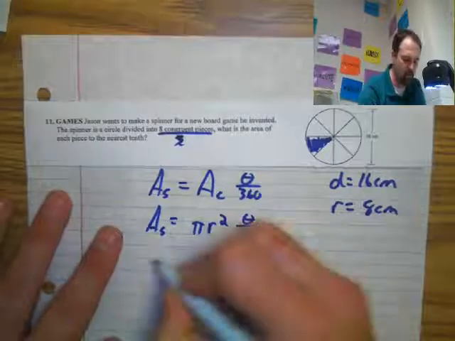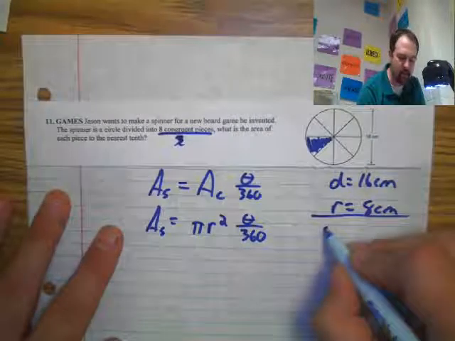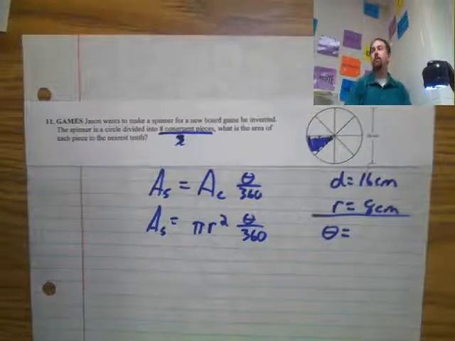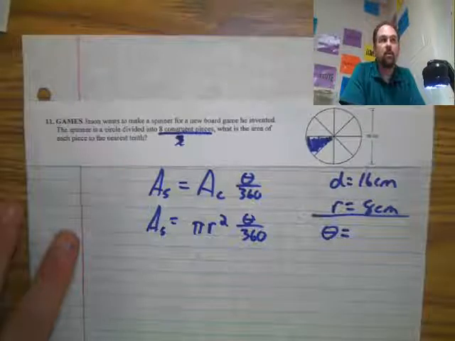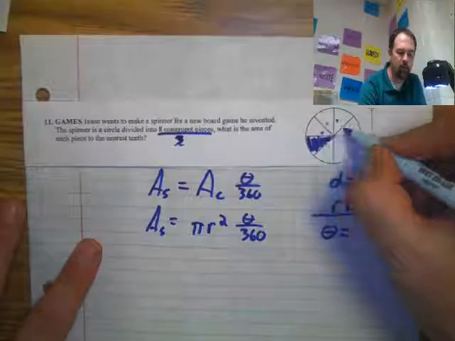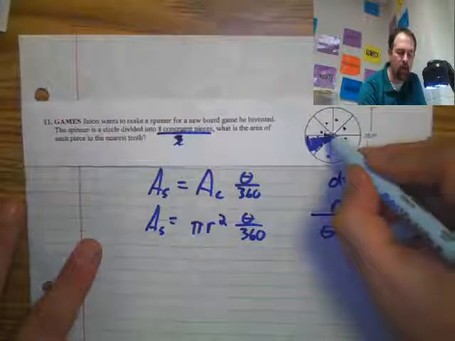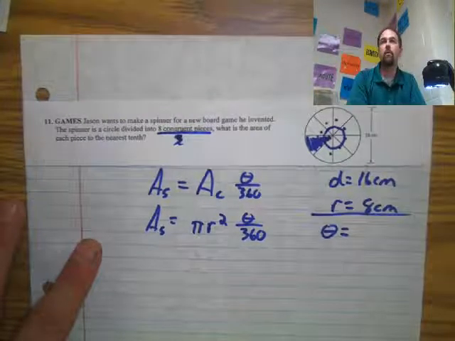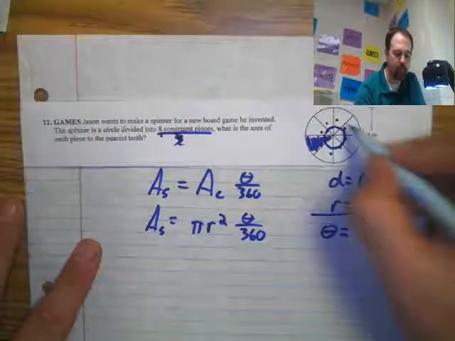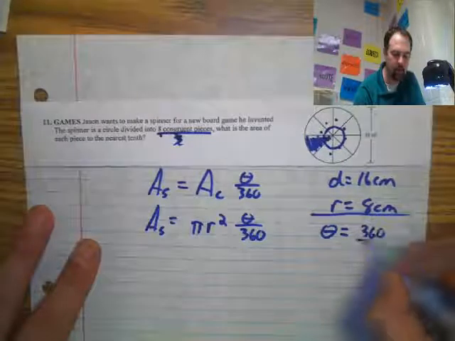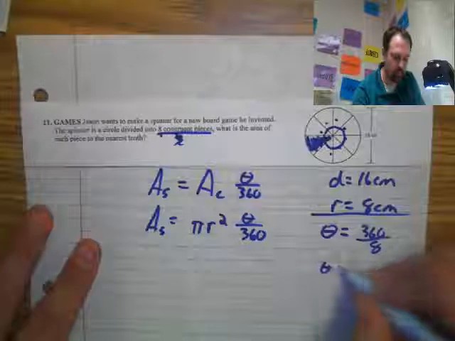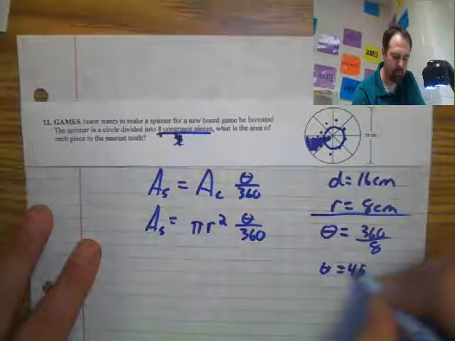All right, so the next thing I need to know is theta. This one is a little bit more difficult just because it takes a little bit more knowledge. How many degrees are there around the circle? 360. Yeah, we got 360 degrees all the way around. Now we said we have 8 congruent pieces. So that's just going to be 360 divided by 8, which comes out to 45 degrees.